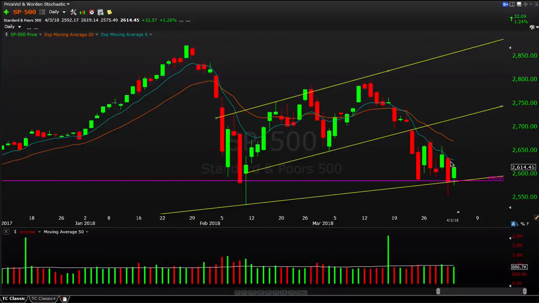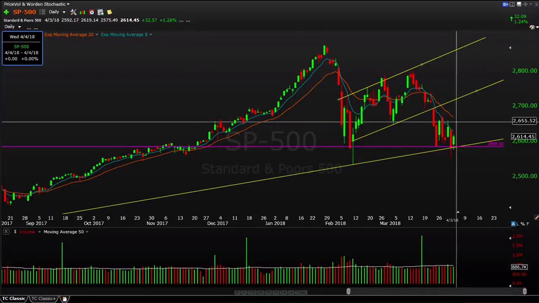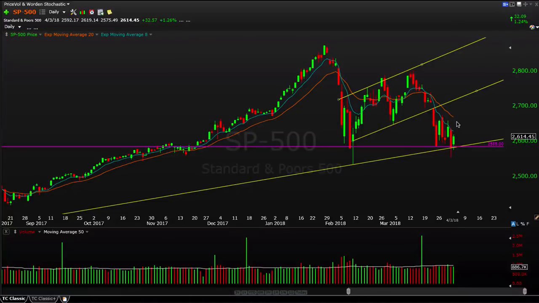So again, I think that is a reasonable approach, but structurally, this chart is still fairly messy here with the declining moving averages on the daily chart. I think you'd have to get above 2655 and hold above that level.